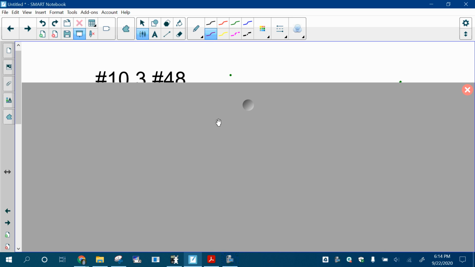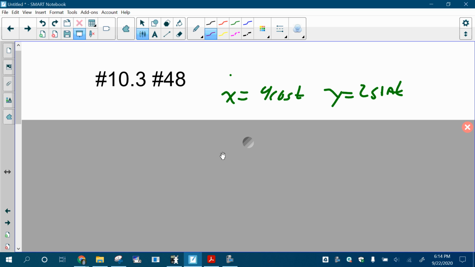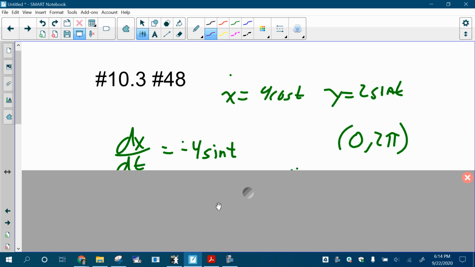Let's talk about it. It is giving you this parametric, and it is asking you to determine the open intervals on which the function is concave up and concave down. Concavity has to do with the second derivative, and they give you an interval of t values.